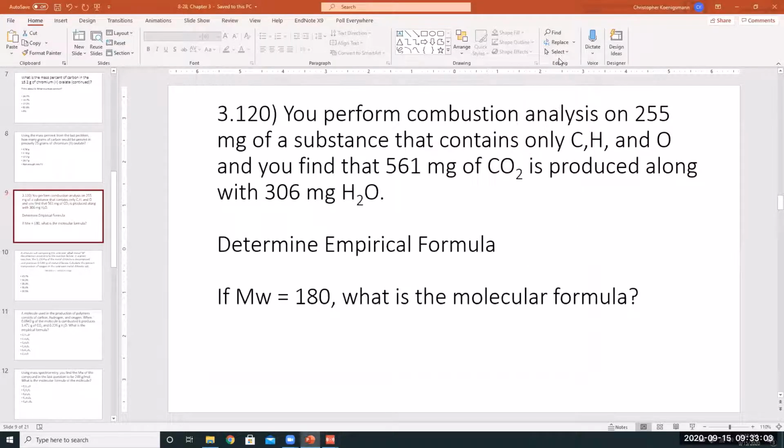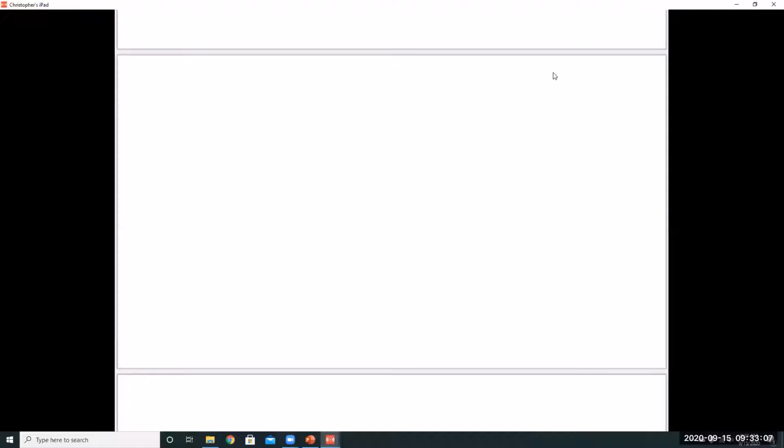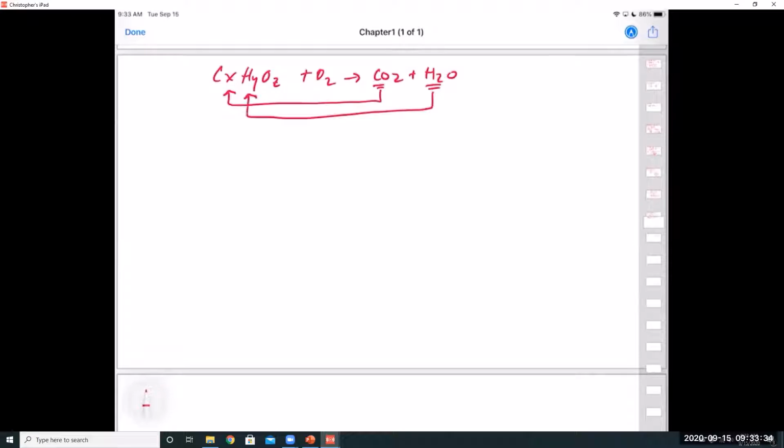All right, so hopefully you guys who are doing this were able to get a start. The two things that you can get right away are the C from the CO2 and the H from the H2O. So in essence, what we're doing is we're taking CxHyOz, we're burning it with some oxygen. We're making carbon dioxide, and we're making water. And from the carbon dioxide and from the water, we can go back and figure out how much carbon was in this compound and how much hydrogen.